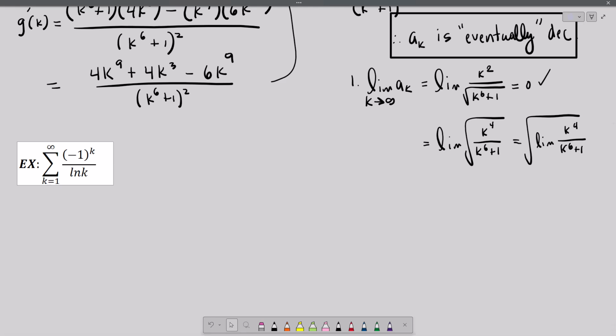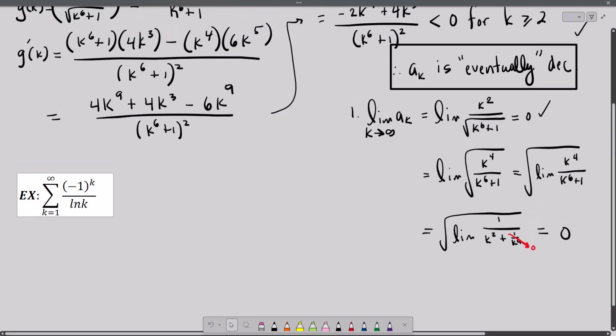We could divide everything by k to the 4th, if you want to keep doing every gory detail. And we get to that spot there where we should be very clear that that limit is 0. This little fraction is going to 0. 1 over k squared goes to 0. The square root of 0 is 0. So that's how you would prove it.